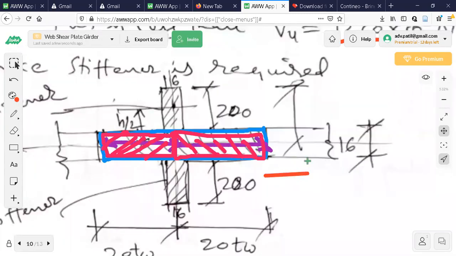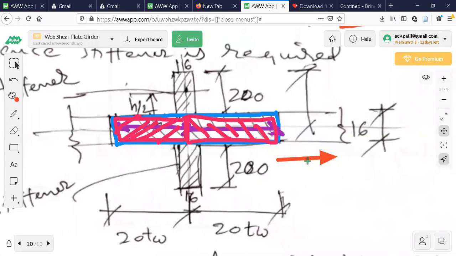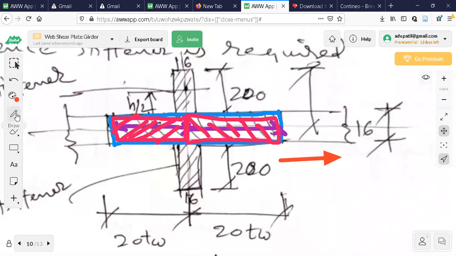Let us see this diagram here. I think the diagram you can see now. Now 16 into 416 cube by 12, BD cube by 12. 16 into 416 cube by 12. How is it? For this one, you look at the stiffeners. 16 into this size, 200 plus 200 plus 16. How much is this? 416. Observe here. I'll change the color and I'll tell you what it is.